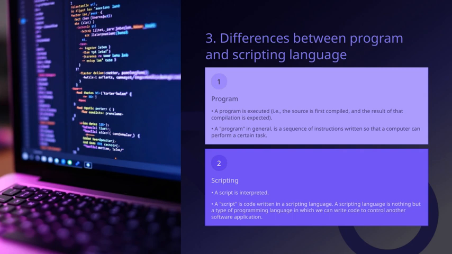So the core difference lies in how they run. Programs are usually compiled first, while scripts are interpreted on the fly. Both serve important roles, but understanding their execution methods helps us choose the right tool for the task at hand, especially as we explore various programming and scripting environments in this presentation.